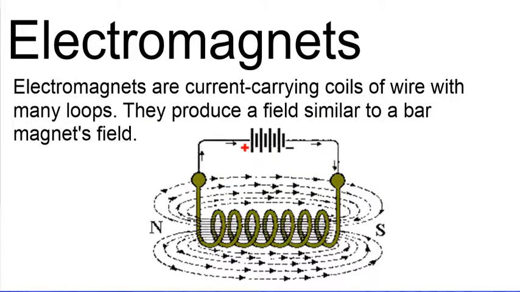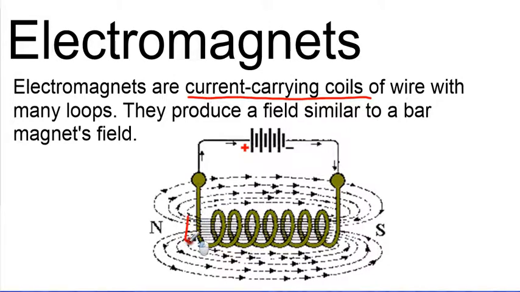So, electromagnets. Electromagnets are current-carrying coils of wire with many loops. They produce a field similar to a bar magnet's field. So this is what it would look like if we were to coil up some wire, have a current going through it. Now, we already know that there's a link between electricity and magnetism, so currents produce electromagnetic fields, and so the magnetic field that's produced by this coil is reminiscent of a bar magnet.